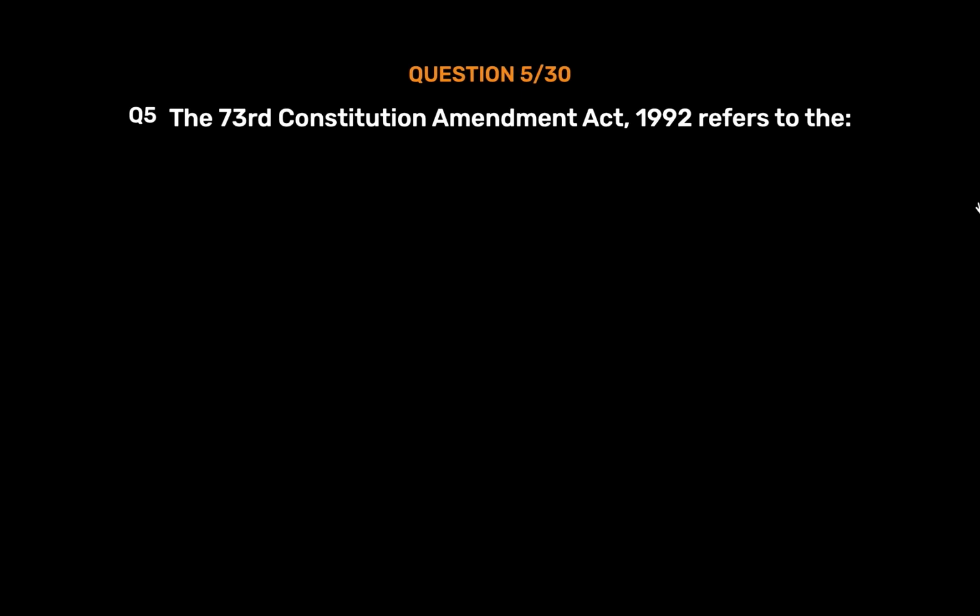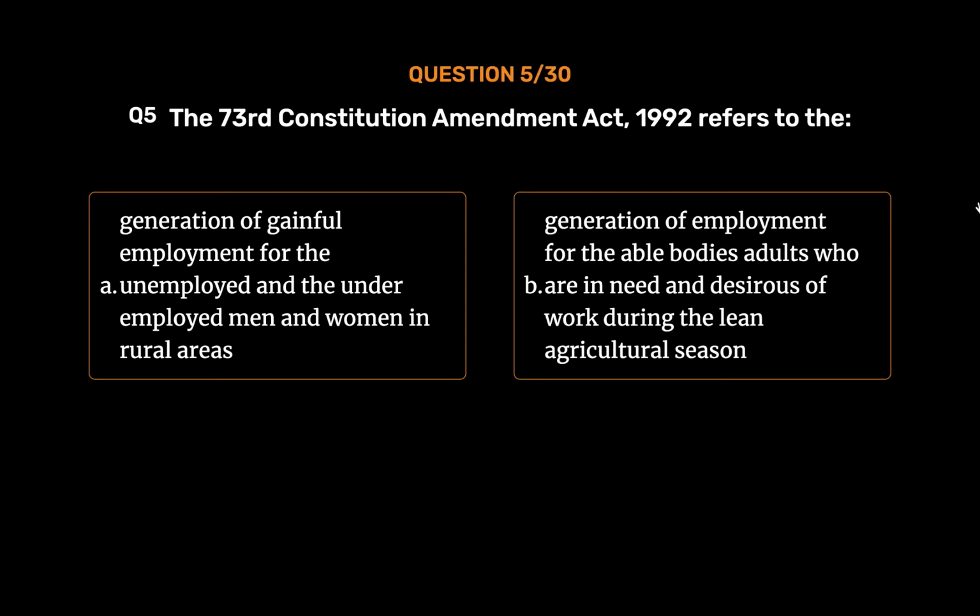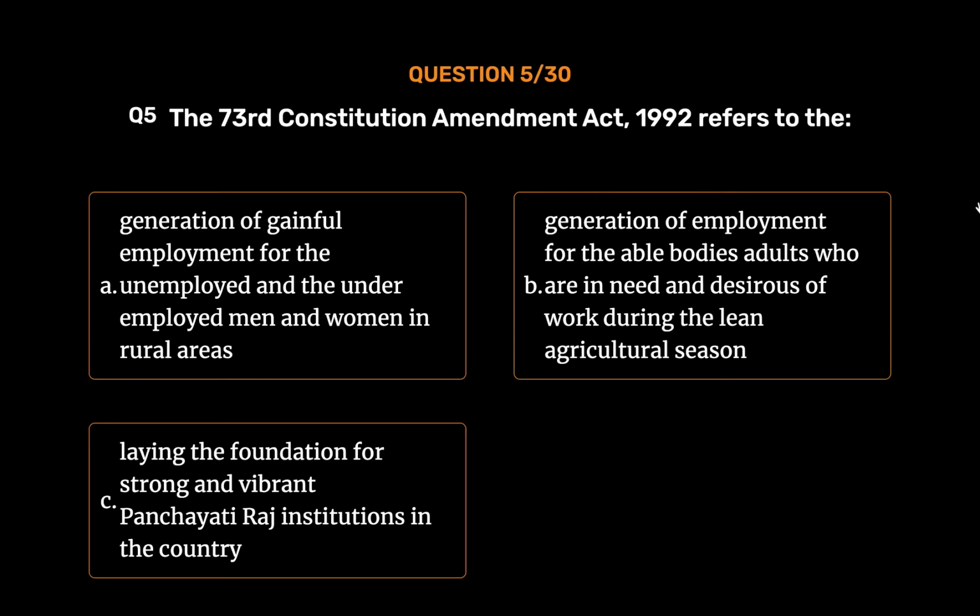Question number 5. The 73rd Constitution Amendment Act, 1992 refers to Option A. Generation of gainful employment for the unemployed and the underemployed men and women in rural areas. Option B. Generation of employment for the able-bodied adults who are in need and desirous of work during the lean agricultural season. Option C. Laying the foundation for strong and vibrant Panchayati Raj institutions in the country.